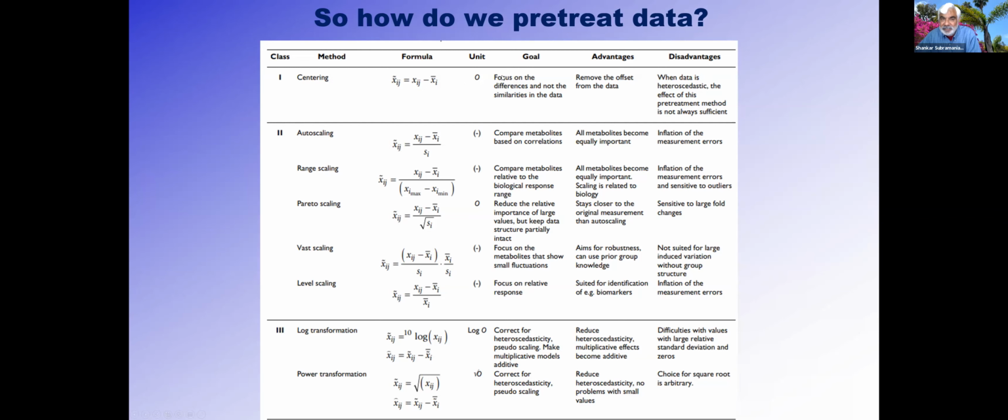This is centering. Centering means you're just focusing the unit around 0, focusing on the differences and not on similarities of data. You remove the offset, etc. What are the disadvantages? I provide them here. Auto scaling, range scaling, Pareto scaling, variable scaling, level scaling, and these are the methods for doing the scaling. Log transformation, you can also use power transformation.